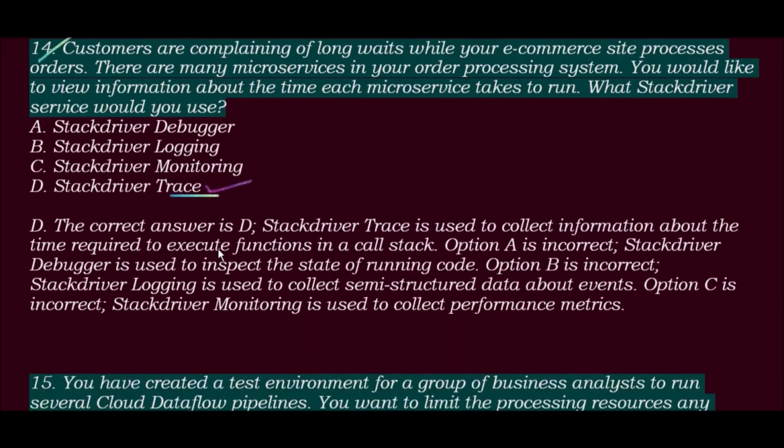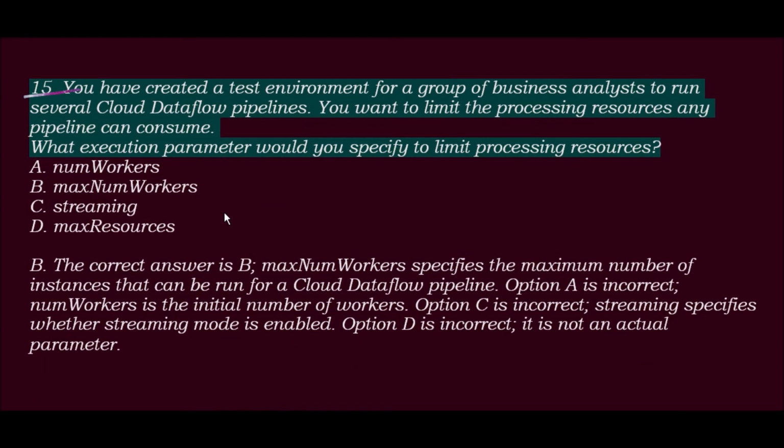Okay. Now next question. You have created a test environment for a group of business analysts to run several Cloud Dataflow pipelines. You want to limit the processing resources any pipeline can consume. What execution parameter would you specify to limit processing resources? Option A, numWorkers, is incorrect because numWorkers is the initial number of workers. That's why option A is discarded.